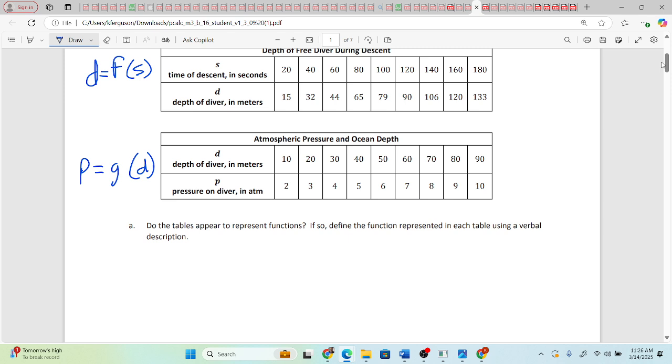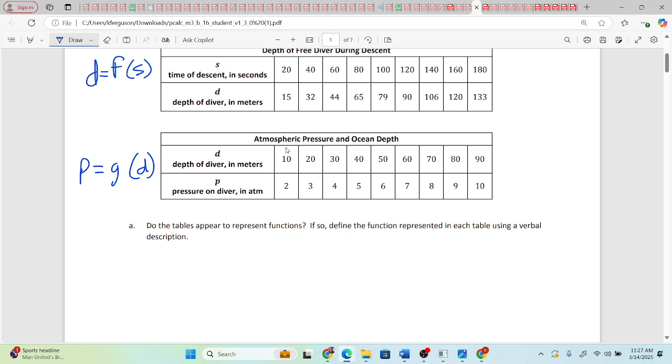The first one is the depth. The depth is a function of the time that they're descending. So all they're saying there is that how deep the diver is depends on how long he's been going down, right? Does everybody understand what I mean? The depth of the diver is how many seconds he's going down under. So if he's going down for 20 seconds, he's 15 meters below the surface of the water.